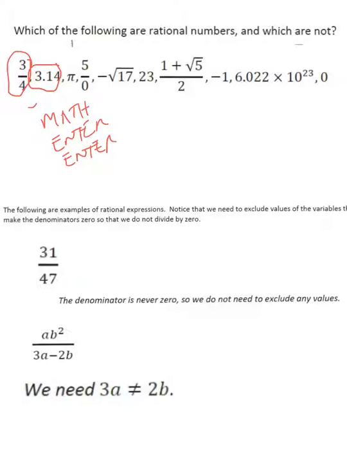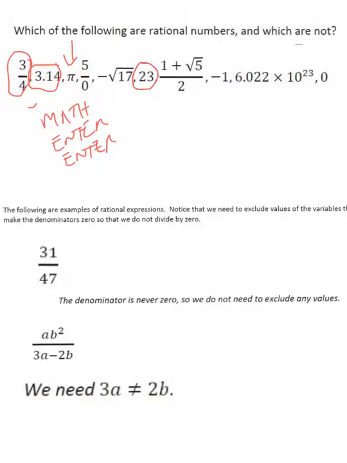Pi is the first one that we know is not rational. That's 3.14156, blah, blah, blah, going on and on and on. So it doesn't work, okay? So, not. 5 divided by 0 right here. Can we divide by 0? No, that's undefined. We don't know how to divide by 0. So that's not going to be rational. Negative square root of 17. Punch it in your calculator. You're going to get a 4 point whatever it is going on and on and on. That's not rational.